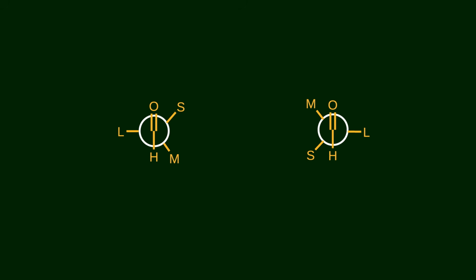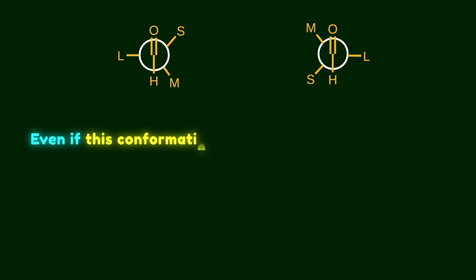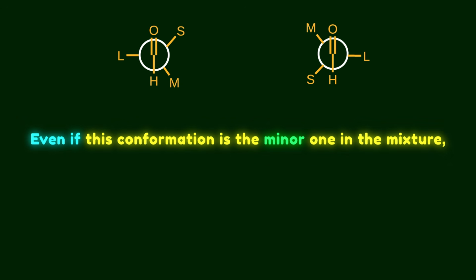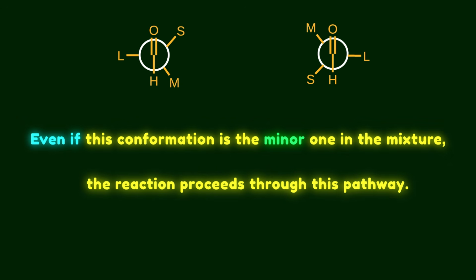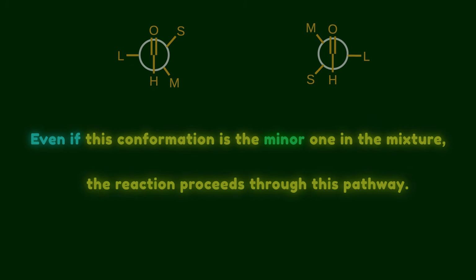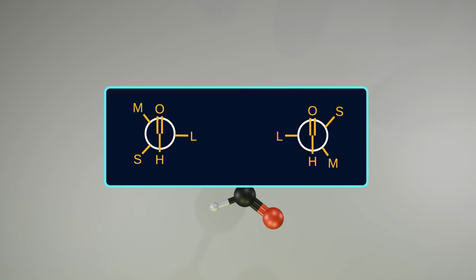The important point is that we don't want to find the most stable conformation. We should choose the conformation in which the large substituent is perpendicular to the carbonyl group. Even if this conformation is the minor one in the mixture, the reaction proceeds through this pathway. Now we should make a decision about which of these conformers is more reactive.